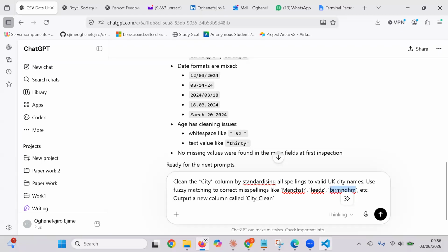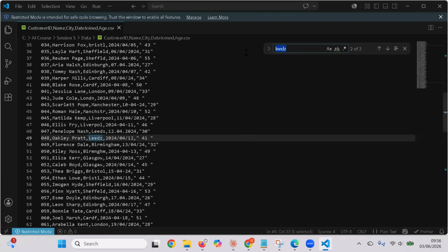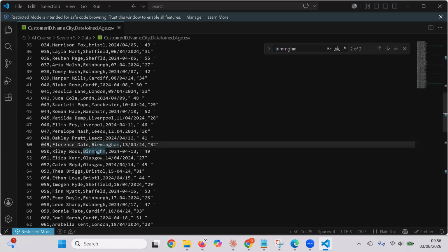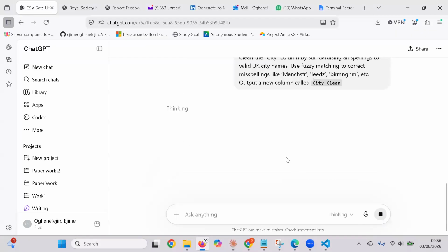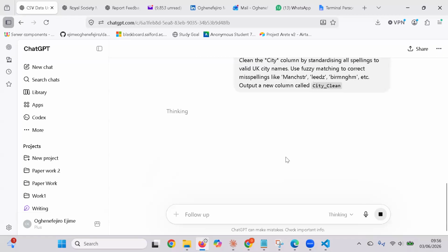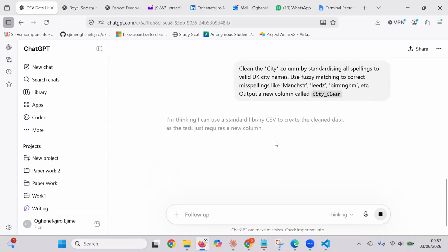Again, if we come back here and check, look at this. We wanted to spell Birmingham, but look at the spelling. It's wrong. Once we press enter, just look at it. It will clean it and output it in a new column, which is the clean column. Let's give it a sec. Yes, it's analyzing it.